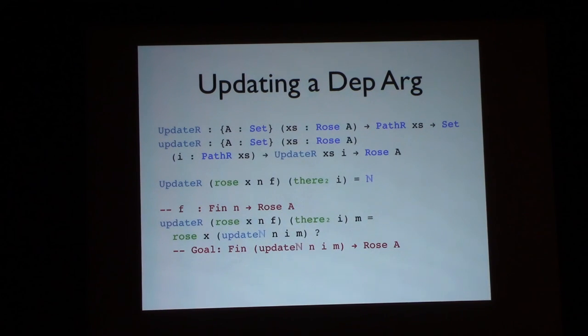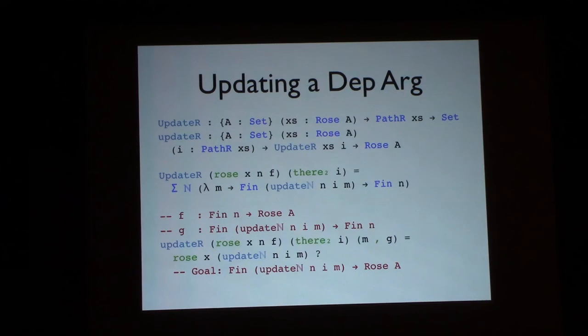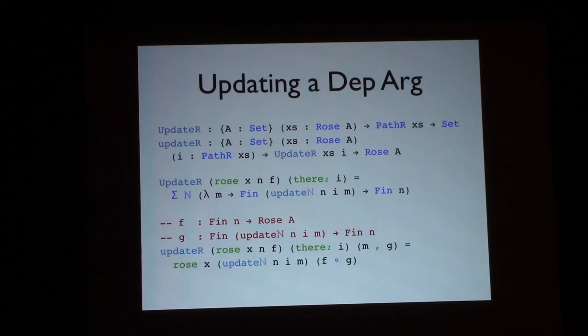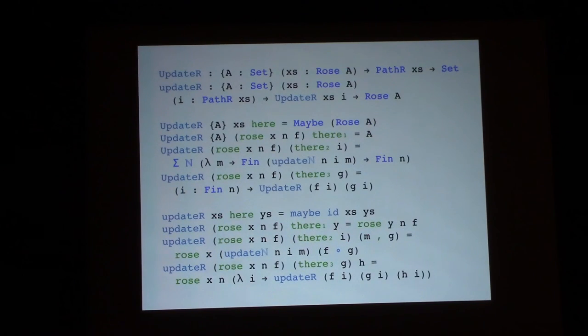And the way that we can accomplish that is we can change our computational argument case for there 2 to not just ask for a natural number, but also ask for a forgetful function from finite sets of update to finite sets of n. And once we have that forgetful function in scope, then all we need to do is compose the original infinitary argument f with the forgetful function g that we received from the computational argument type. And here's just putting this all together, all the cases filled in.